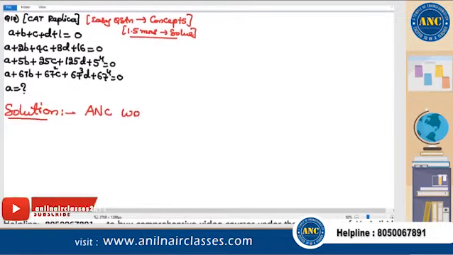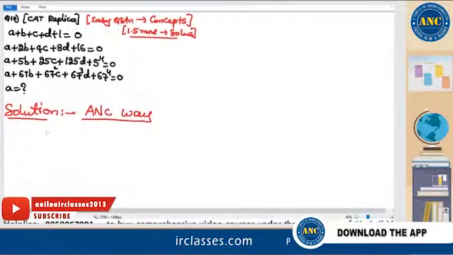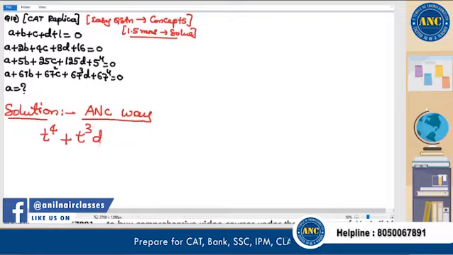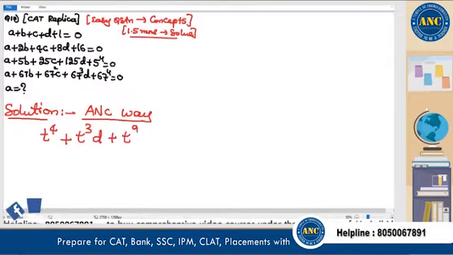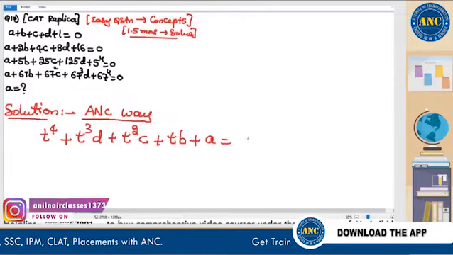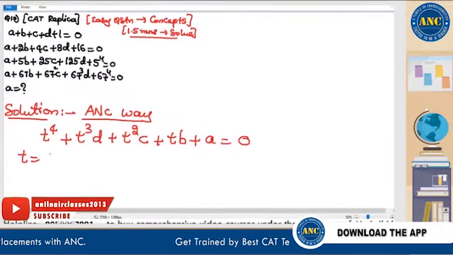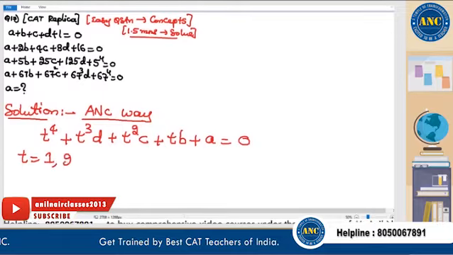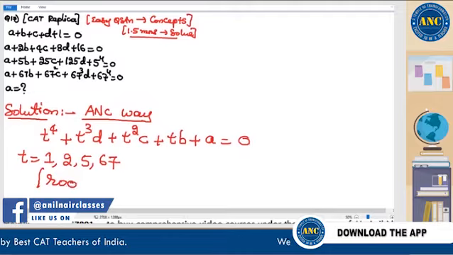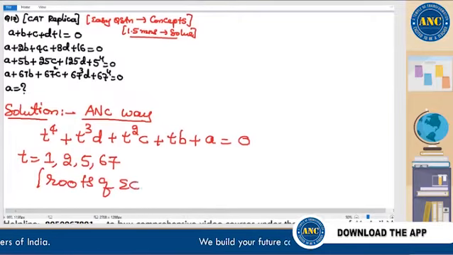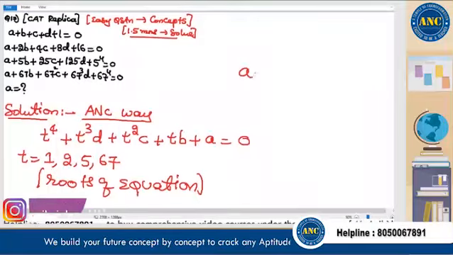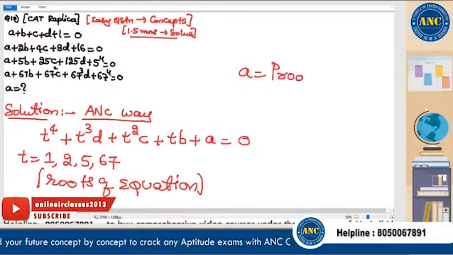Traditional method will take a lot of time. If I have to do it the smart way, can I say that the equation is t power 4 plus t cube d plus t square c plus tb plus a equals 0. T is nothing but 1, 2, 5, 67. These are nothing but the roots of the equation. A is nothing but the product of the roots. Simple.